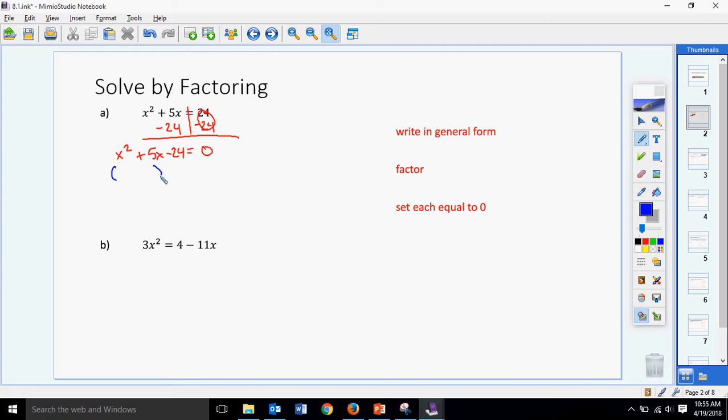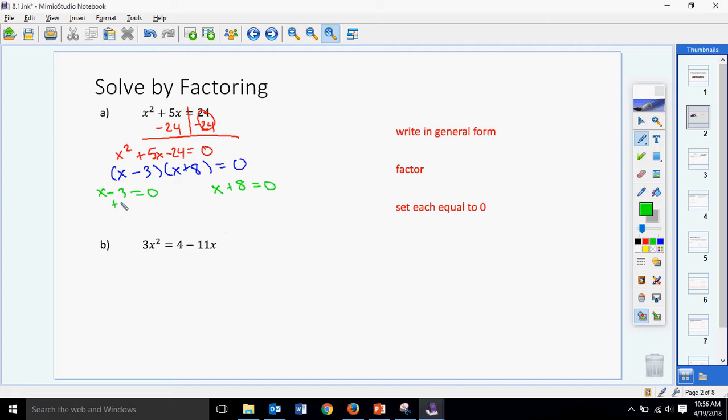Well, I'm looking for two numbers that when multiplied together give me negative 24 and added give me positive 5. So if I think about it, that would be a negative 3 and a positive 8. So I factor this side, it's still equal to 0. Remember our zero product property, which is saying if two items are being multiplied together and it equals 0, one of them has to be 0. So either x minus 3 equals 0 or x plus 8 equals 0.